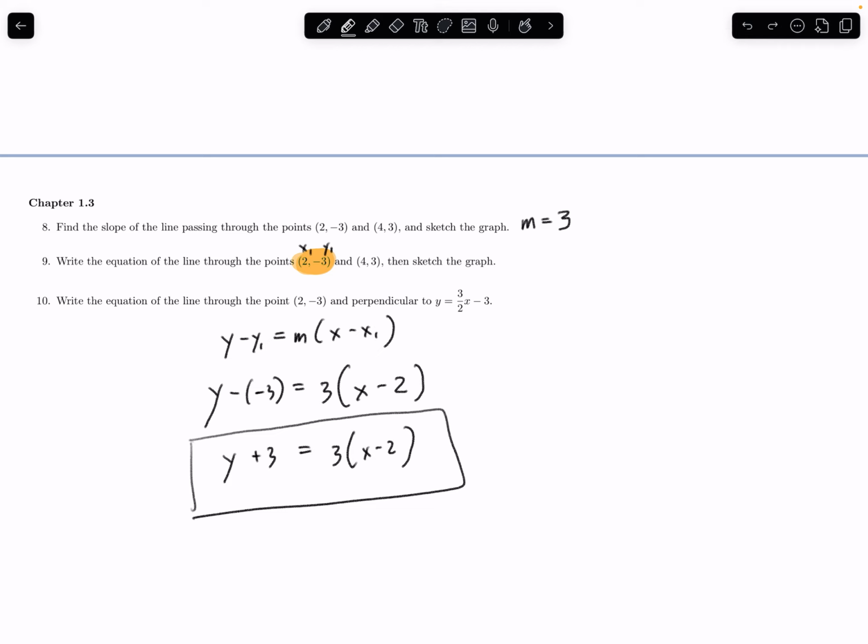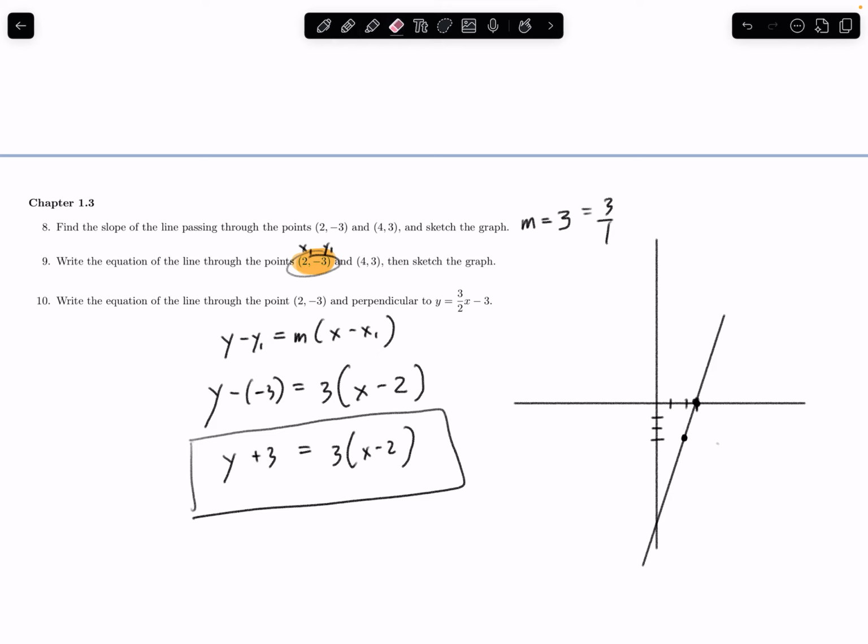2, -3. And then I'm going to go by the slope of 3. So it's going to be 1, 2, 3 up, and then 1 over. 1, 2, 3 up, 1 over, because 3 is 3 over 1. And then just connect those 2 dots. There you go. Easy as that. Okay.